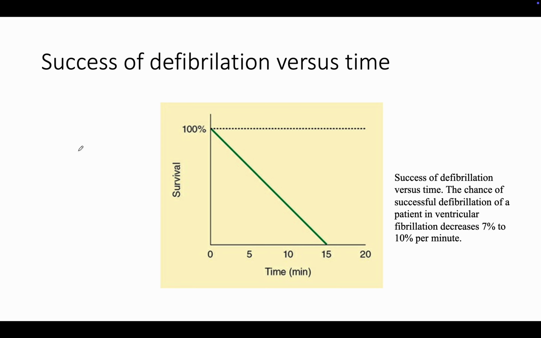So, what determines the success of defibrillation versus time? They have given a very nice representation of the success rate of defibrillation versus time. The chance of successful defibrillation of a patient in ventricular fibrillation decreases by 7% to 10% per minute. If there is a delay in giving defibrillation to the patient having ventricular fibrillation, it decreases the chance of successful defibrillation by 7% to 10% per minute.